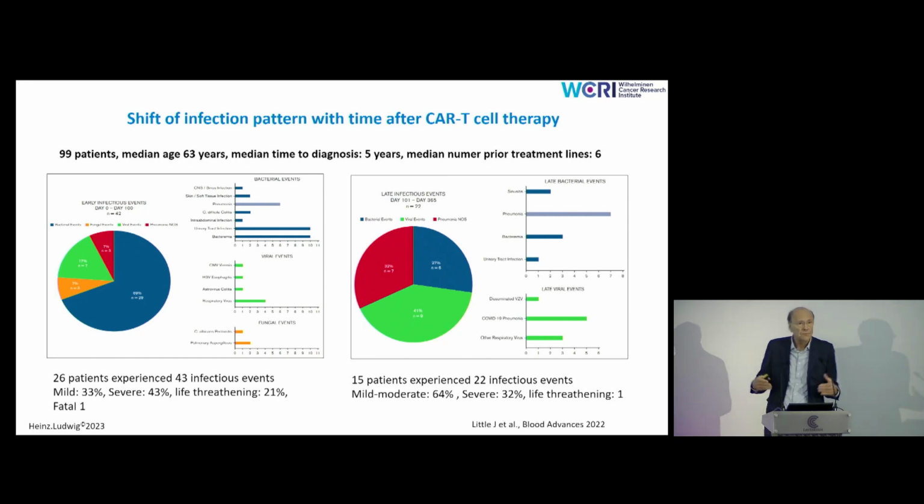Now, here you see what we have already shown to some extent. The pattern of infections changes after CAR T-cell therapy. In the beginning, you have many more bacterial infections, as shown here, but these are infections until day 100 after CAR T-cell infusion. And later on, you have more viral infections, and here you have the different viruses, and pneumonia, not otherwise specified. So it's a changing pattern, but of course you have infections also later on, as shown here.